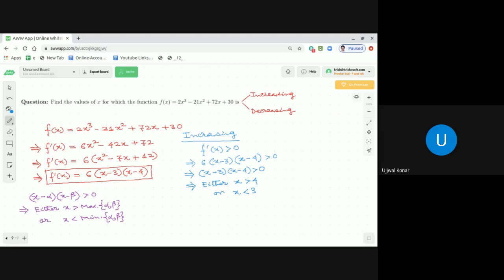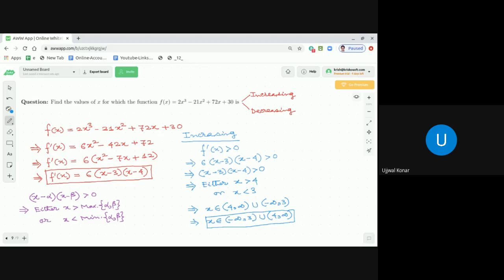Correct, dear students? So this is an increasing function. So what we can say? We can say that x belongs to 4 to infinity union minus infinity to 3. Correct or not? So we can write in a more sequential manner: this implies x belongs to minus infinity to 3 union 4 to infinity. So these are the values of x for which the function f x as given in the question is an increasing function. I hope it is clear, dear students.